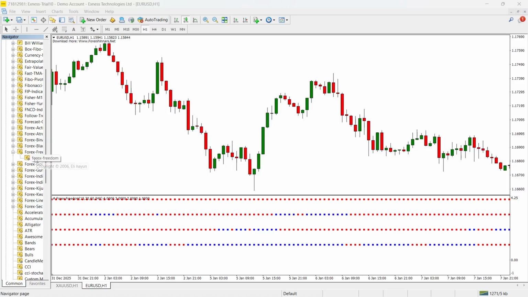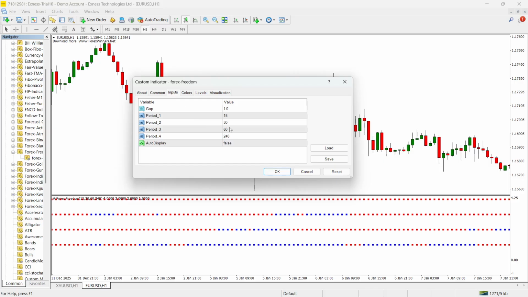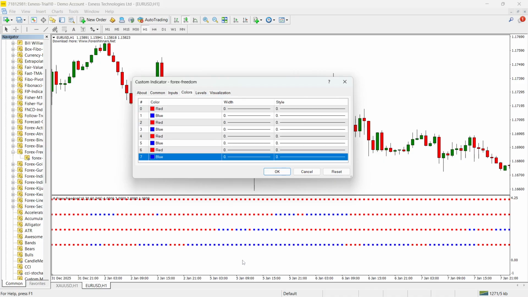As for the indicator settings, let's see what we have at the inputs. So the time frame mapping defines which specific time frames. For example, you can choose the 15 minutes, 30 minutes, 1 hour, or 4 hours. We also have the auto display, which you can toggle to be true or false. We have the gap as well. You can also customize the colors that appear in the separate sub-window, so it stands out clearly with your underlying MT4 chart theme.